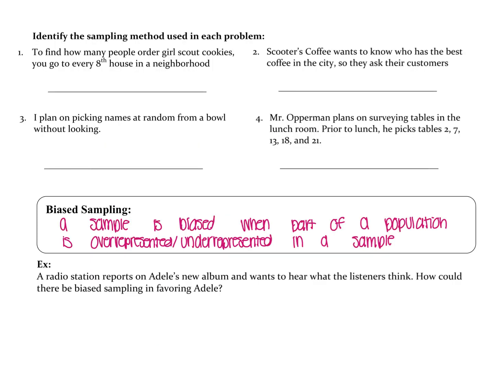All right, so the first thing that we're going to look at, I'm going to give you examples, and we are going to determine what type of sampling method was used. It says to find how many people order Girl Scout cookies, you go to every 8th house. Well, the important thing here is that you are going to every 8th house, meaning you have some type of system to this. So this would be systematic.